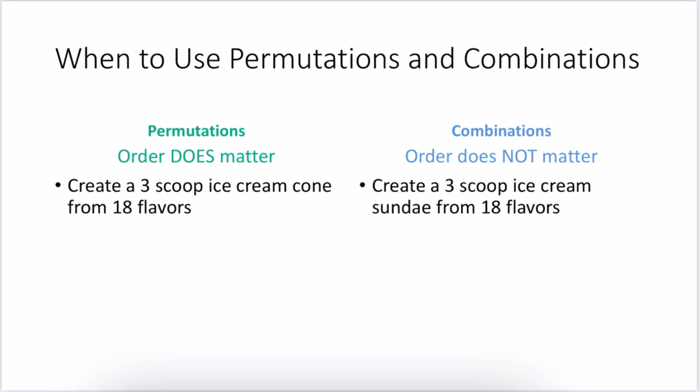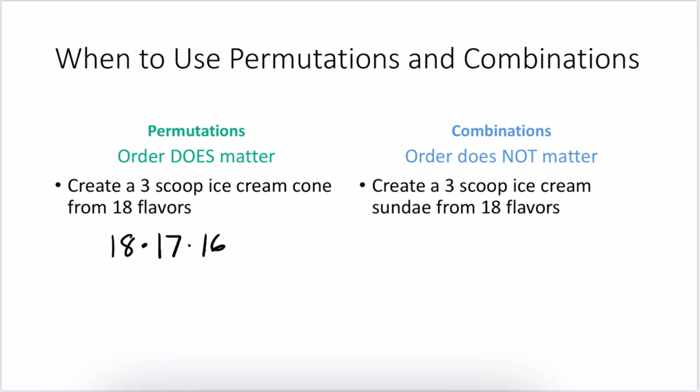As another example of a situation that illustrates the difference between permutations and combinations, a situation where you might use a permutation is if you're creating a 3-scoop ice cream cone from 18 different flavors, because the first scoop on your ice cream cone, you would have 18 choices. And we're assuming that you're choosing unique flavors and you're not doing 2 scoops of the same flavor. So you would say, okay, I have 18 choices for my first scoop, then I have 17 choices for my next one, and then 16 for my top scoop on the top of my ice cream cone.